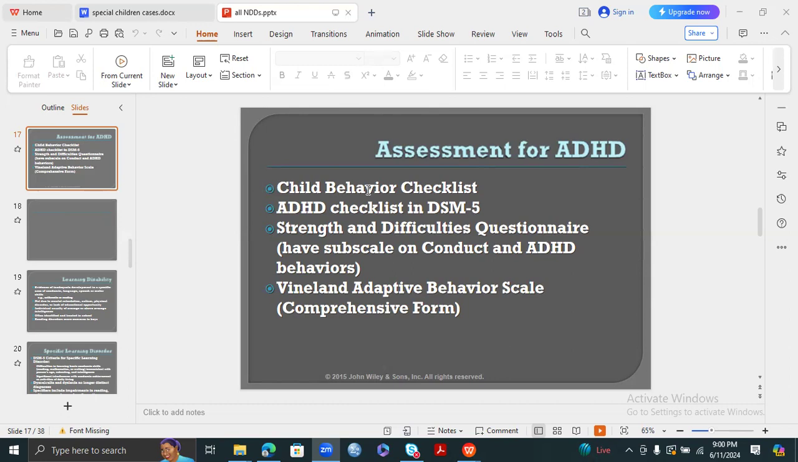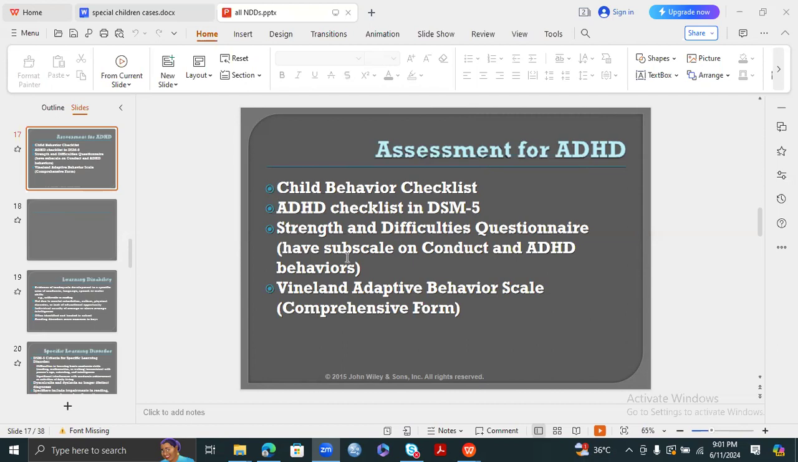All right, then comes the third one, that is the Strengths and Difficulties Questionnaire that has been practiced a lot lately in the public as well as the private sector hospitals. This particular questionnaire has a subscale of conduct disorder and ADHD behaviors. You can use that subscale to determine the tendencies of ADHD in children as well.